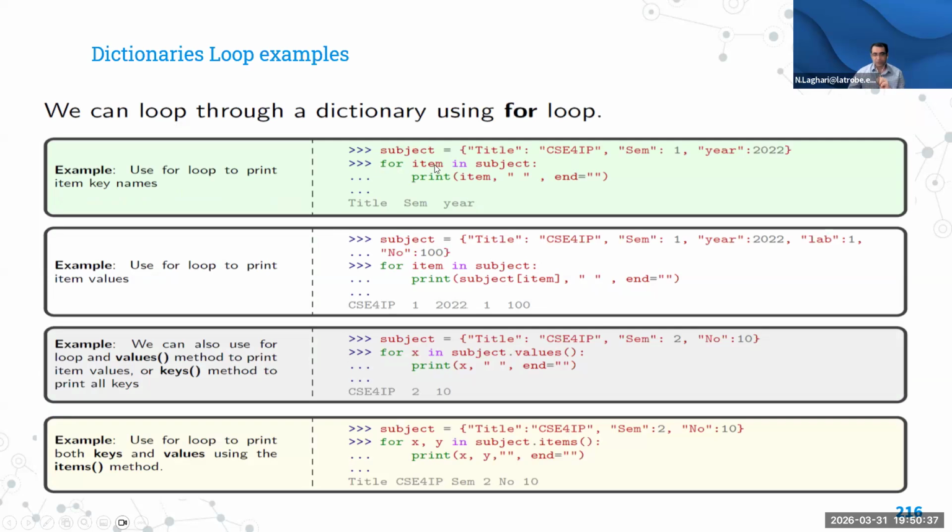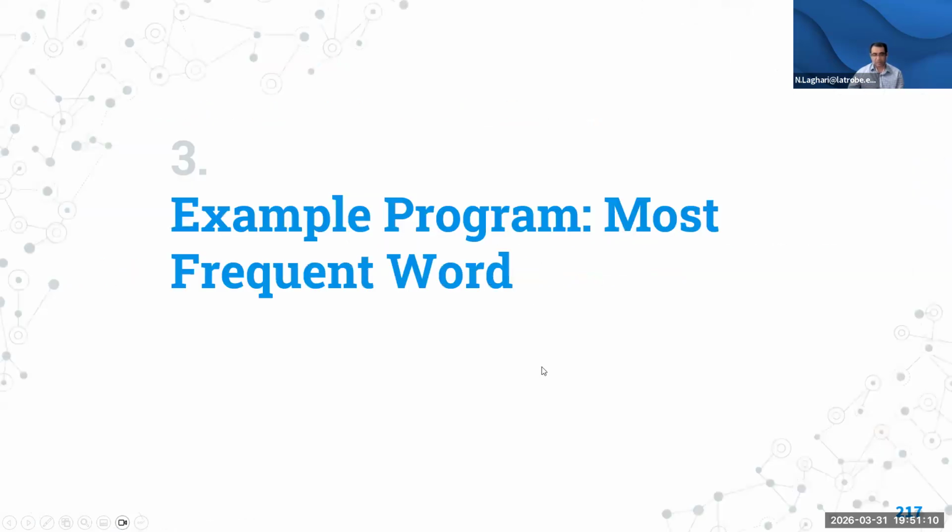So for items in subject, print items, and if we have only one variable in the loop, it'll just give us the keys of the dictionary. Okay, so if we want to have 2, then we go to subject dot items this way, and you need to use 2 variables, x and y. So x would be having the key and y would be having the value.